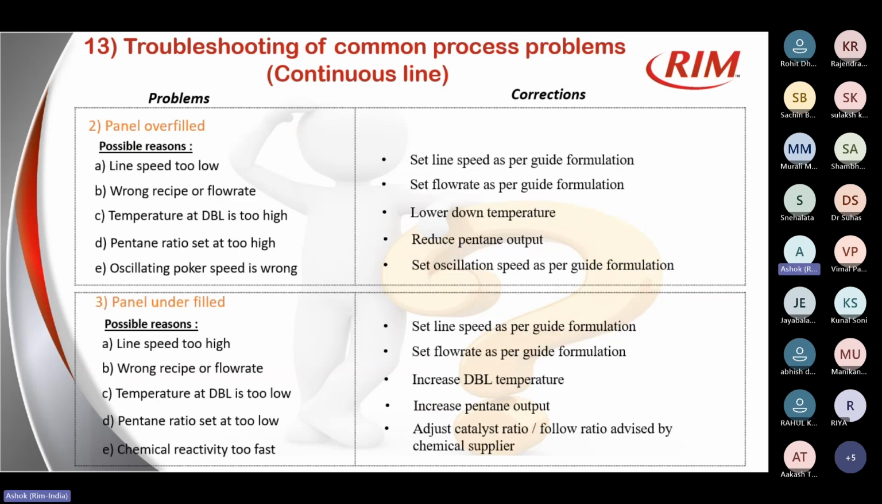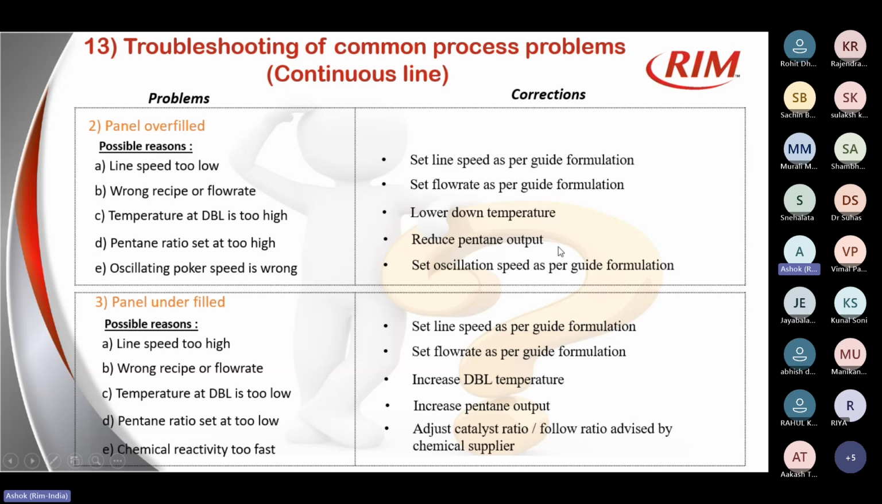Panel overfilled. This is the second major issue. If the panel is overfilled, the possible reasons are line speed too low, wrong recipe or wrong flow rate selected, temperature at the double belt too high, pentane ratio set too high, or the moving poker speed is wrong. So these are the possible reasons.